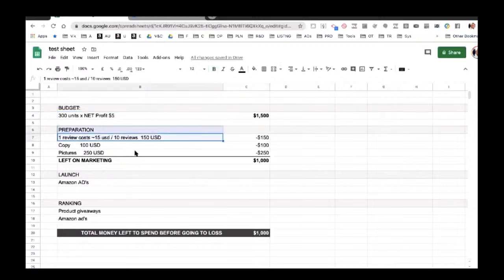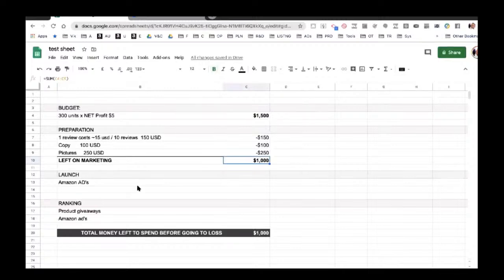So my preparation: let's say I bought reviews. I mean, I paid people who buy my product for free and then pay the money back. I spend, let's say, $150 on reviews. By the way, we are not buying reviews illegally. We're asking people to buy a product for free and we're paying the money back. These are our friends or our list, our people. And copy, $100, pictures, $250. How much money do I have left? $1,000 I have left, right?